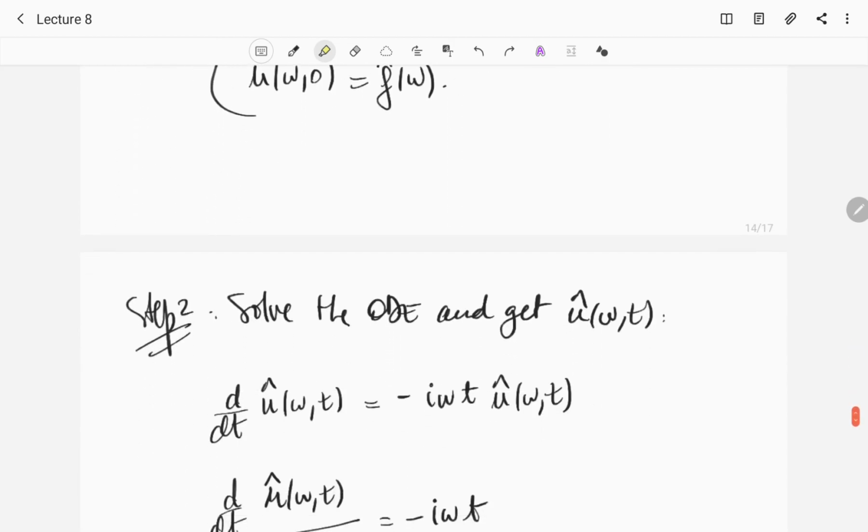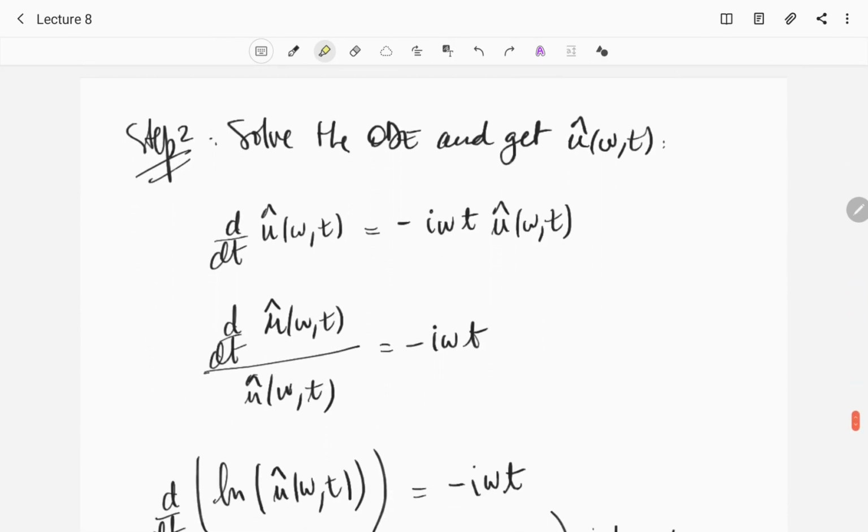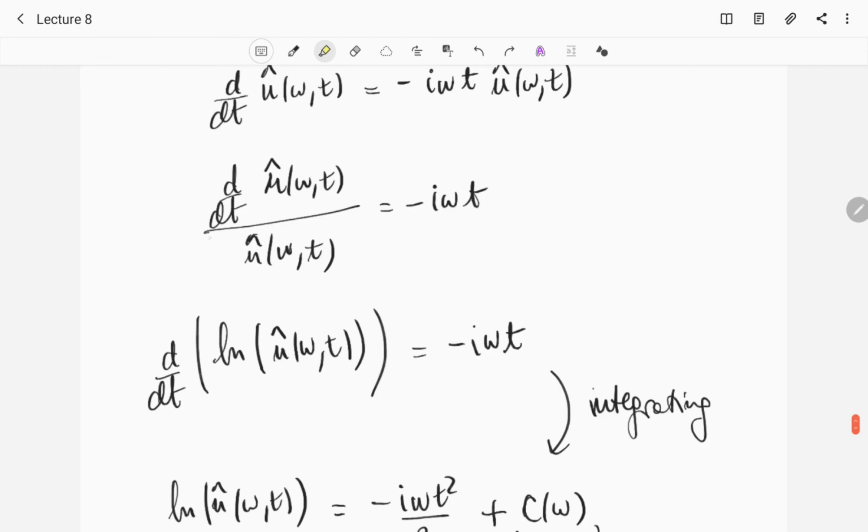So step 2, solving this ODE and getting the expression of the Fourier transform of u in omega and t. Okay, so again, this is an easy ODE. We just have a first order ODE. We can divide, pass this term to the other side of the identity, and we rewrite this as the derivative of the logarithm of this function.